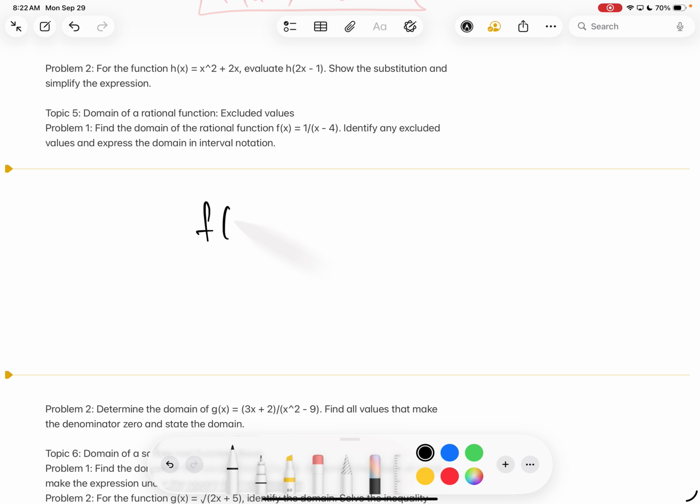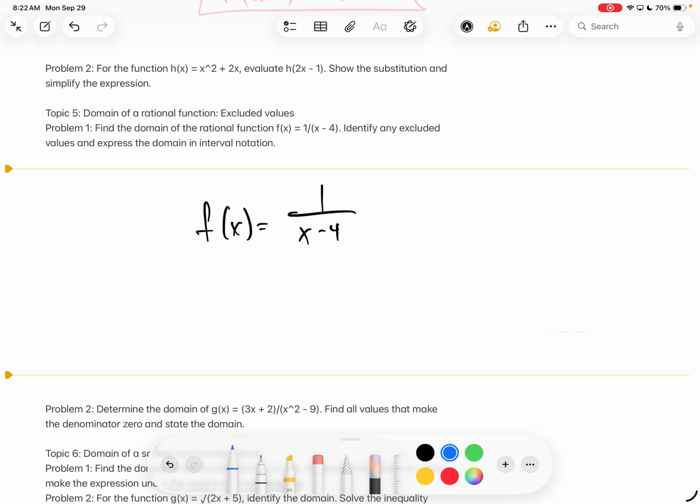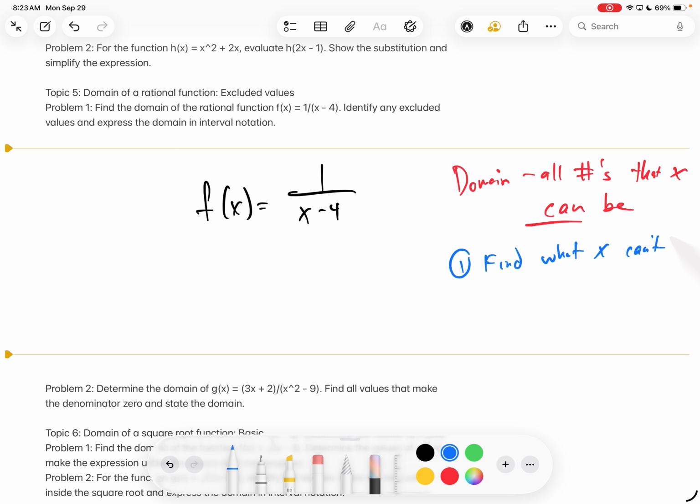The domain of a rational function. Domain of a rational function, it says excluded values. Okay, so this is easy to start. The domain is all the numbers that x can be. We said it deals with our x's. Well, if we start thinking, 5 would work, and 6 would work, and -2 would work, and -8 would work. So what's easier here is to find what x can't be.